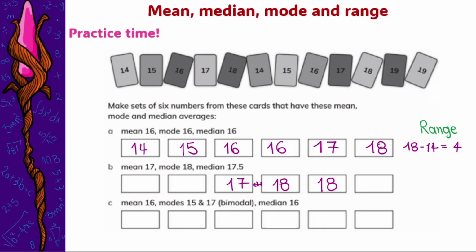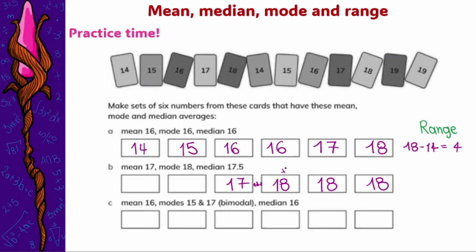The mean has to be 17. Let's say that with the mean they are all 17. But we cannot repeat numbers because the mode should be 18. The mean is 17, which is smaller than 18. So maybe we could just put another 18.